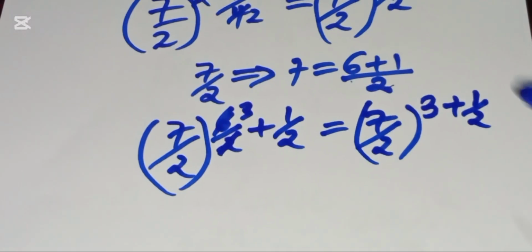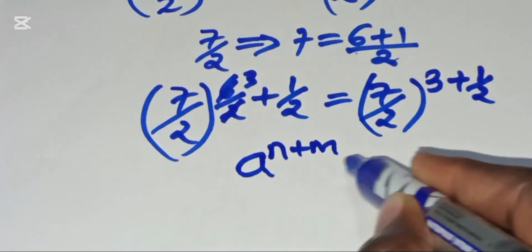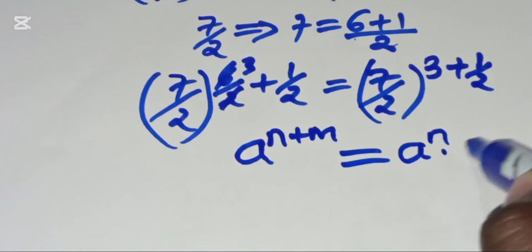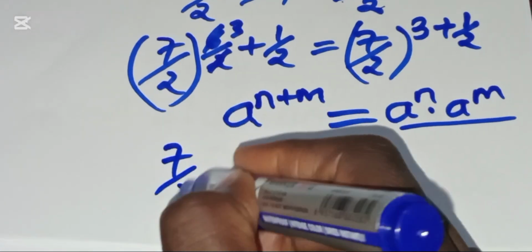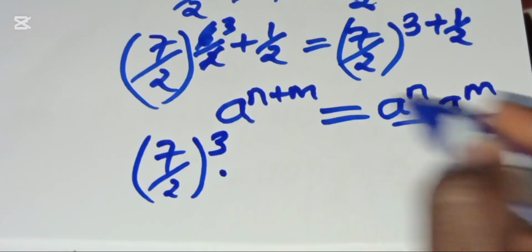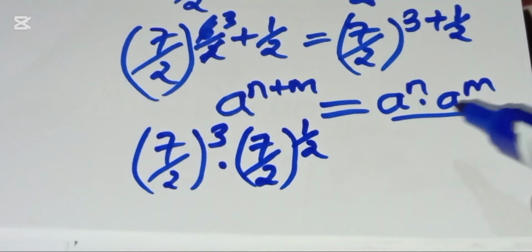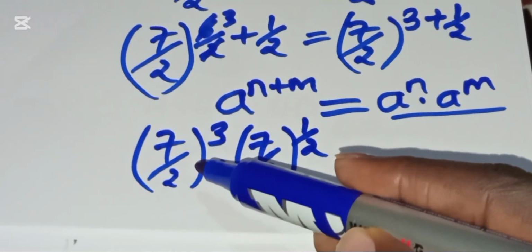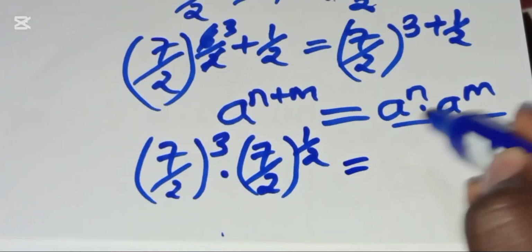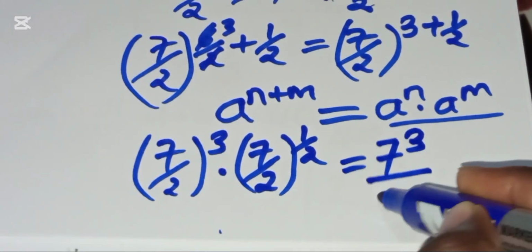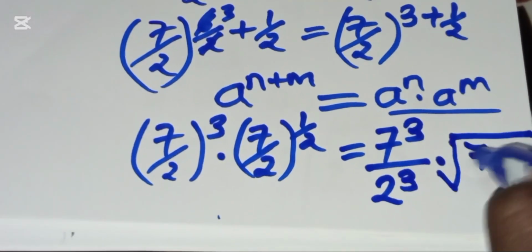Now 7 over 2 raised to power 3 plus a half is in the form of a raised to power n plus m, which we can transform as a raised to power n multiplied by a raised to power m. So let's apply this property, so that we're going to have 7 divided by 2 raised to power 3 multiplied by 7 divided by 2 raised to power a half. Now from what we have here, 7 over 2 raised to power 3 is the same thing as 7 cubed divided by 2 cubed multiplied by the square root of 7 divided by 2.